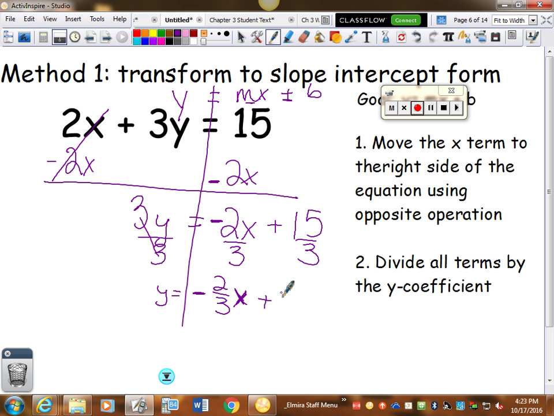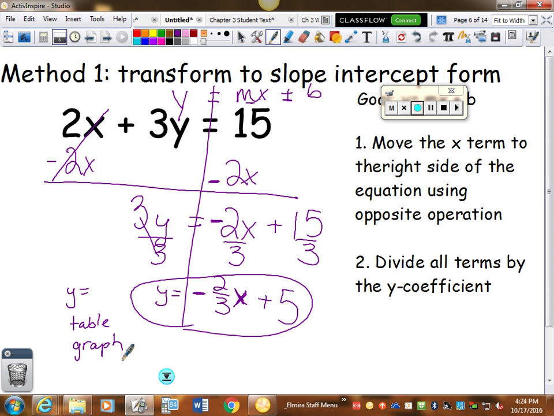15 divided by 3 would be 5. Now the 2/3 I could leave as a fraction. I could divide it out and make it negative 0.6 repeating. It really depends on the situation which I would choose. And then I could take this equation, if I wanted to graph it, put it in the y equals of my calculator, go to the table, and use the values in the table to graph. Okay. Well, you can do that. That's one thing you can do.